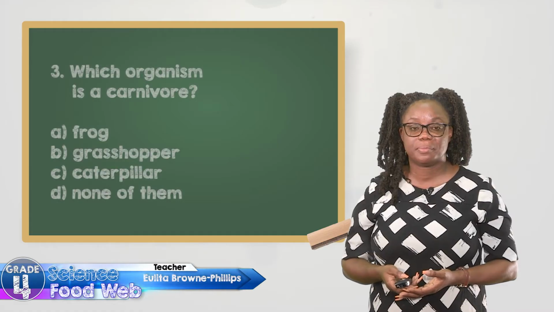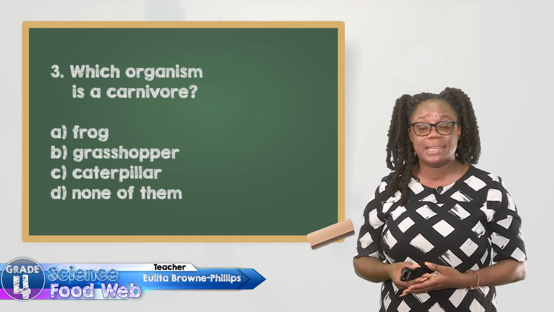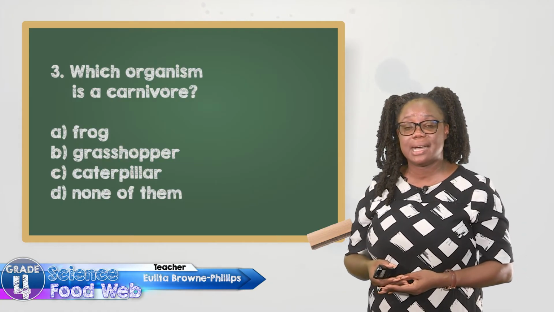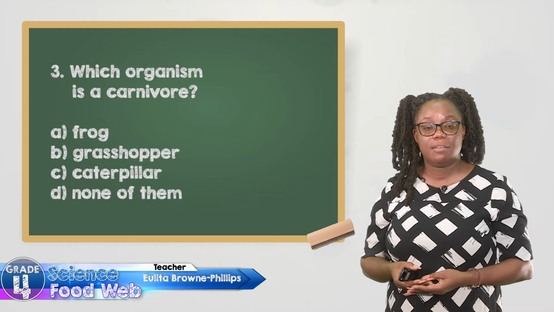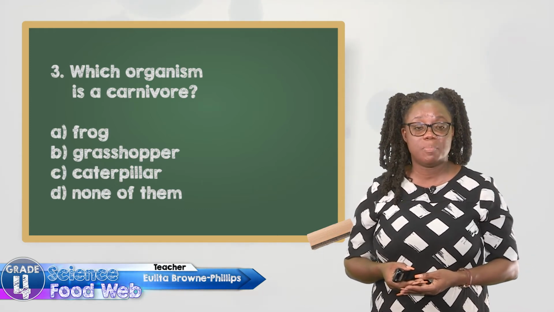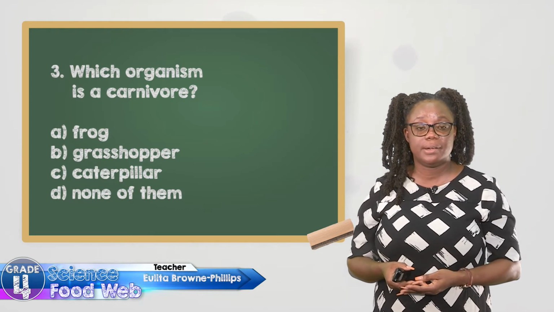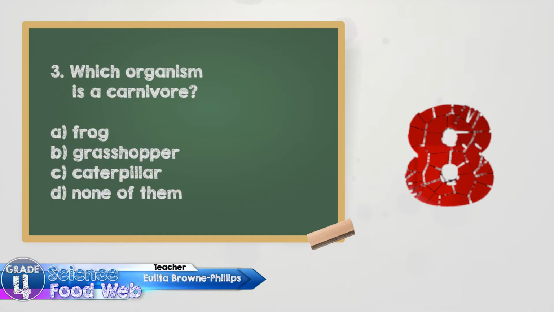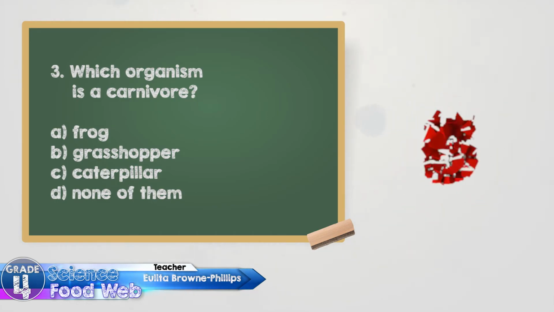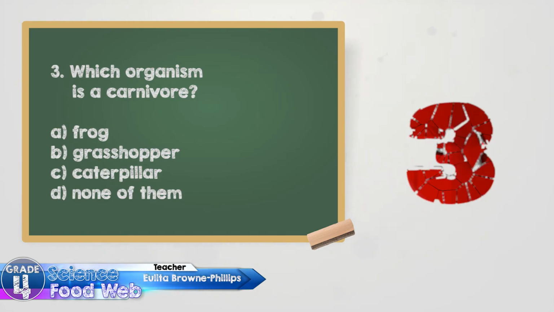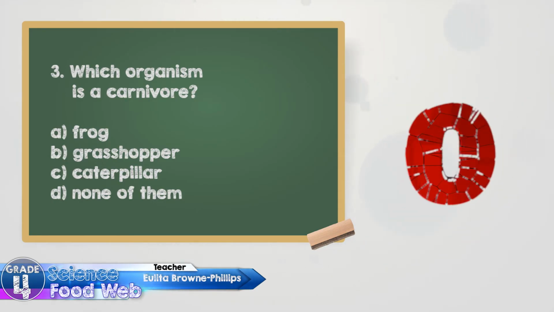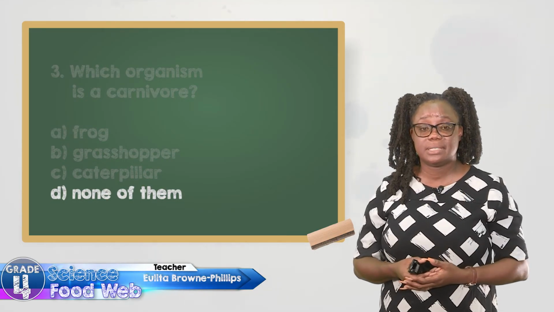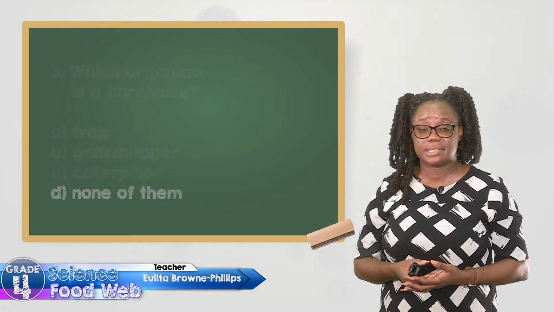Number 3. Which organism is a carnivore? Which organism is a carnivore? A, frog; B, grasshopper; C, caterpillar; D, none of them. Do you have none of them? None of the organisms there are carnivores.